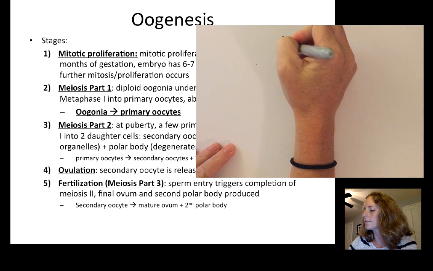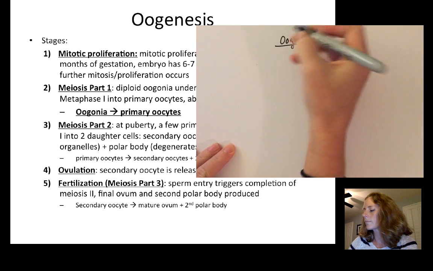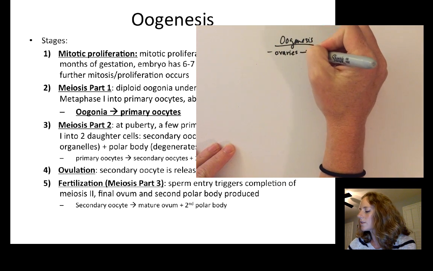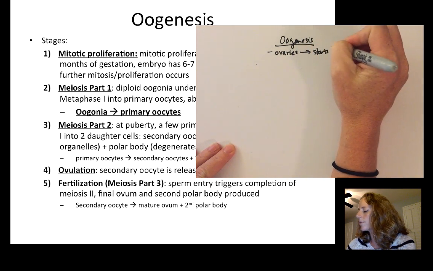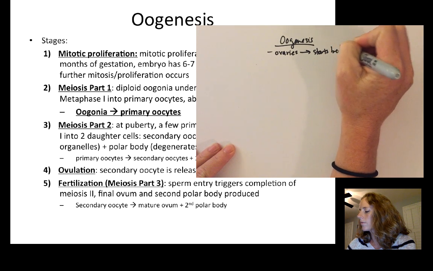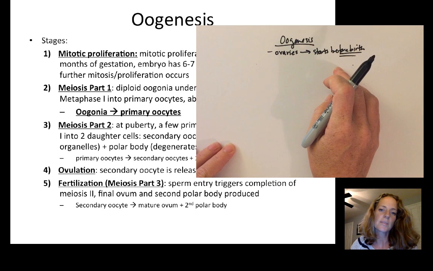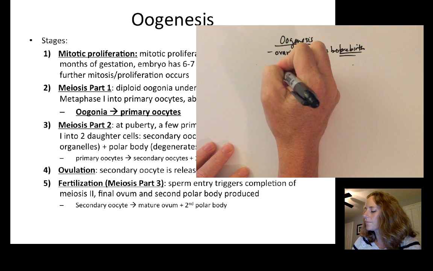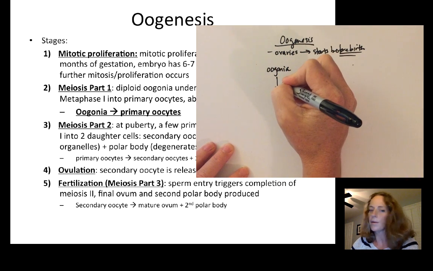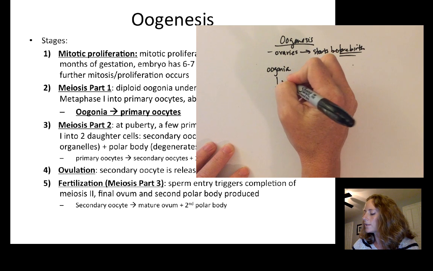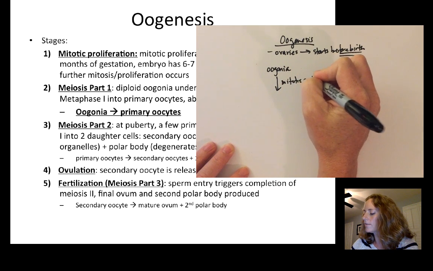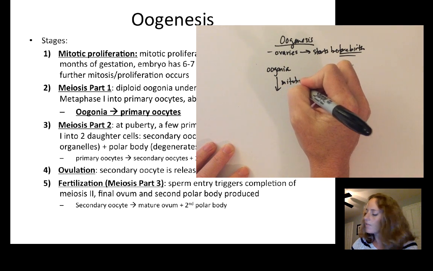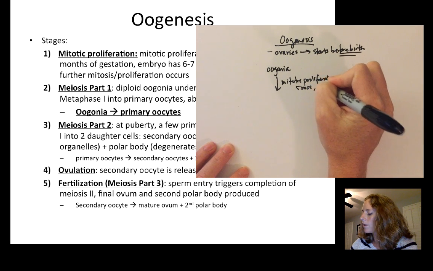So oogenesis is going to happen in the ovaries, and it actually starts before birth. This is a very unusual difference between males and females. So we start with oogonia in the embryo, and the oogonia undergo mitotic proliferation by about 5 months in the embryo.